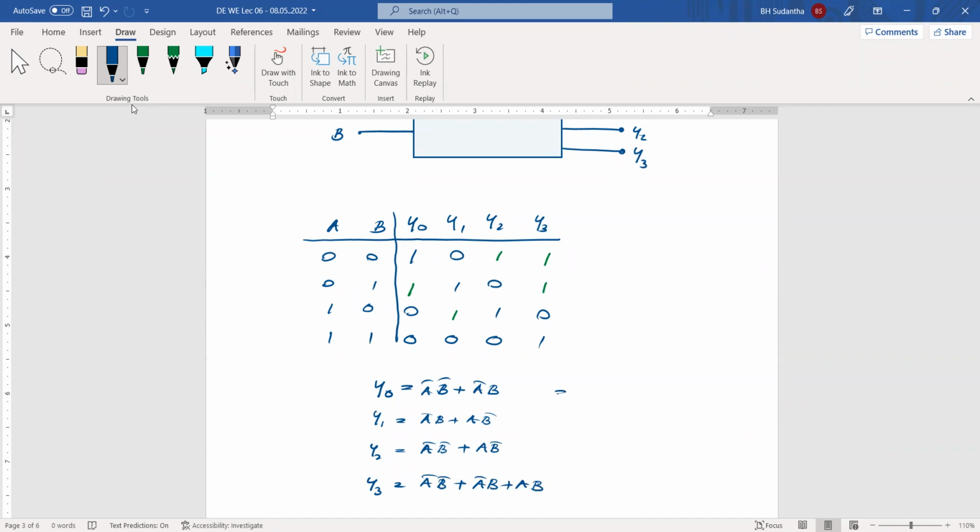Then shall we minimize this one? When we take A bar out, inside we have B plus B bar, that is 1. Here A bar B plus AB bar, it's A exclusive OR B. This one we can take B bar out, then it is B bar.